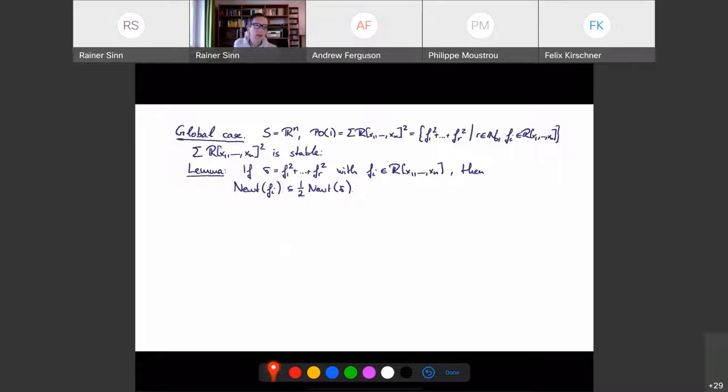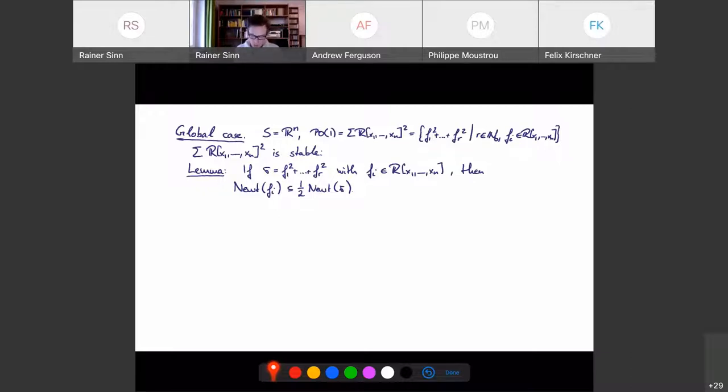I will essentially look at the global case that you're all, I think, more or less familiar with. But global will mean not only R^n, which is the traditional global case, but will soon be replaced by an algebraic set. And I will be looking at sums of squares then, right? So I have no constraints. So the pre-order corresponding to the global case is the set of sums of squares of polynomials.